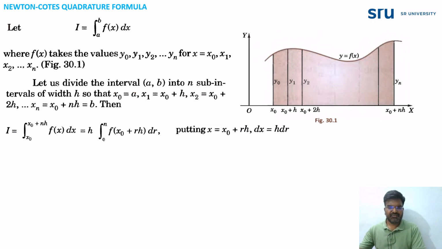Next, we need this integration value. Now we are writing that integration as, look at this, x naught to x naught plus nh. Our initial value is denoted by x naught and the final value is x naught plus nh. Means we are dividing that a to b interval into n subintervals with common difference h. We are substituting here x equal to x naught plus rh. Now you can see the integration: h into the integral of 0 to n f of x naught plus rh dr.